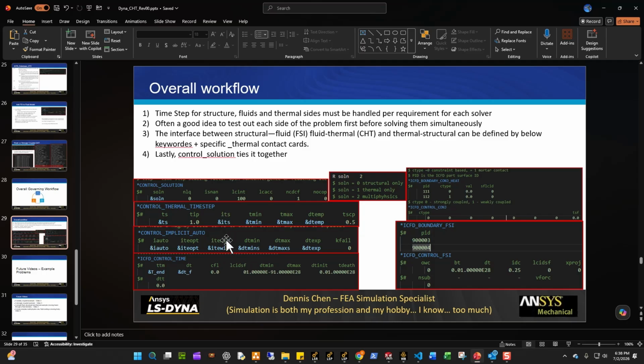and each of them has to fit with the nature of what you have to do for each of the specific physics problems, right? For example, your ICFD time step has to be small enough to capture the transient effect. Your thermal time step is for convergence. Your control time step for structure is also for convergence. So you have to make sure they are all individually satisfactory for each of the solvers.